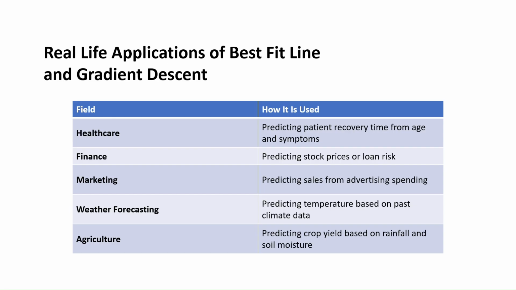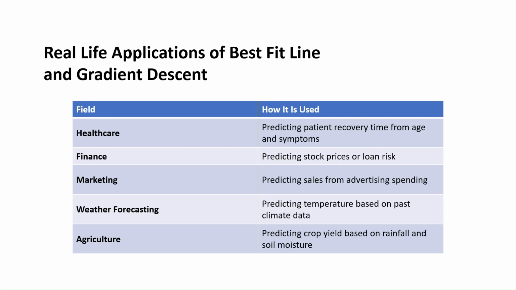The next is finance. In finance, banks and investors use regression to predict stock prices, interest rates, or loan repayment risk. This helps in making better investment decisions and reducing financial loss. Then next is marketing. In marketing, it is used for predicting sales from advertising. Companies use regression to predict sales based on advertising spending. This helps decide how much money to spend on promotion to increase profit effectively.